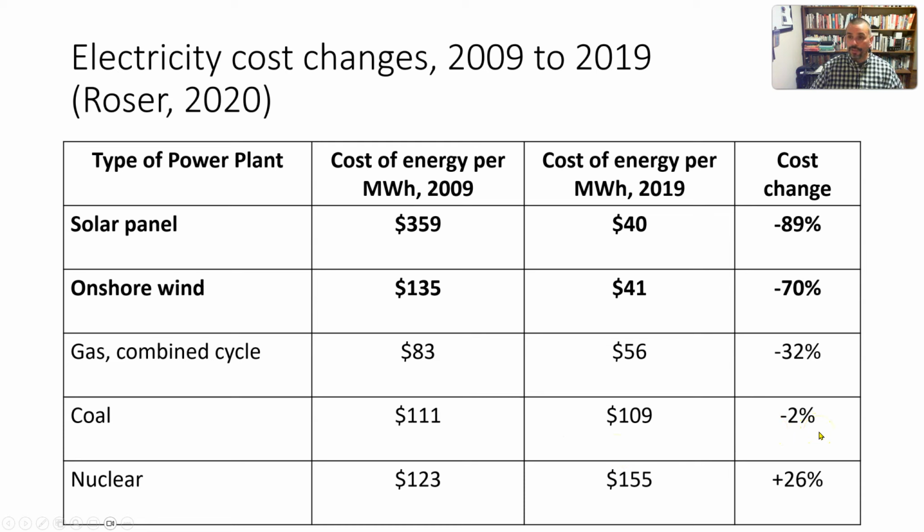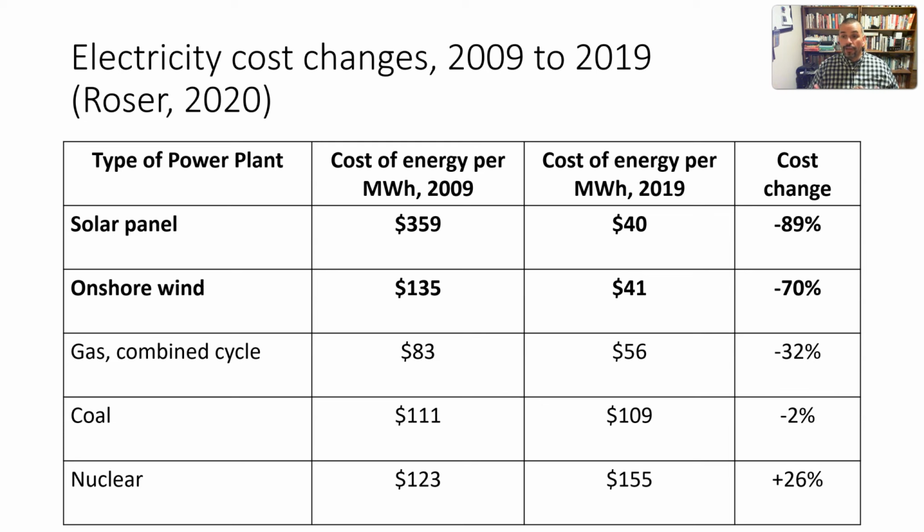It's only 2% cheaper. Nuclear power, by contrast, did not follow a learning curve at all, and it's actually gotten even more expensive. So it costs 26% more to generate nuclear power in 2019 than it did 10 years earlier.